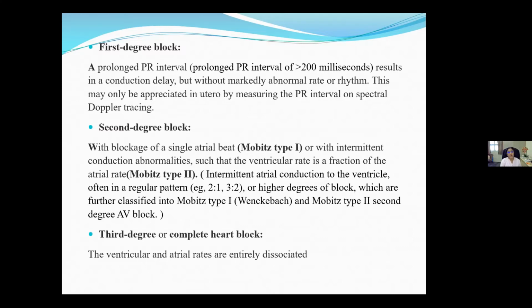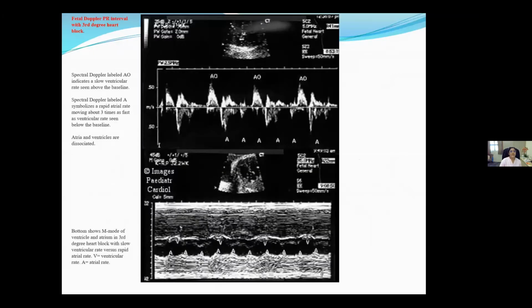The second degree heart block is with a blockage of a single atrial beat, or there are intermittent conduction abnormalities. Usually when we pick up the heart abnormality, it is already second degree heart block. It could be Mobitz 1 or 2 depending on the type of block. And then the third degree heart block is complete heart block. This one, I think all of us will be able to diagnose. The ventricular and atrial rates are entirely dissociated. This is a spectral Doppler, wherein this is the ventricular rate. It is much lesser when compared to the atrial rate, which is quite frequent.